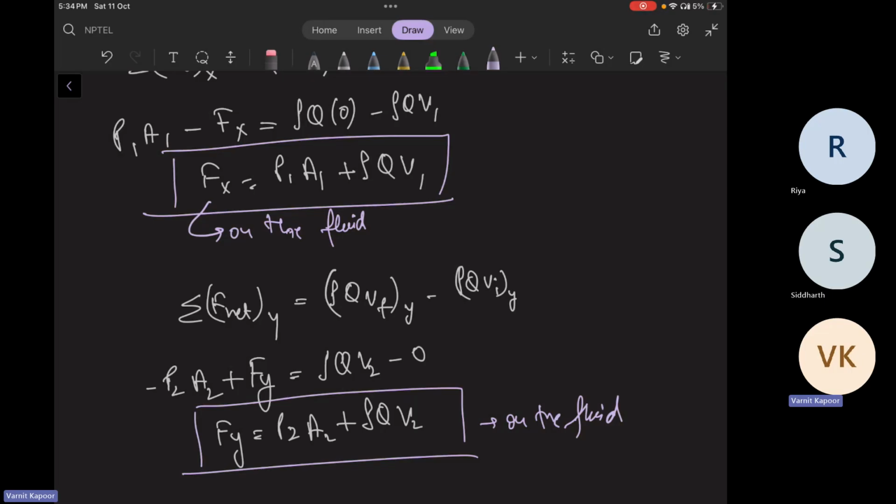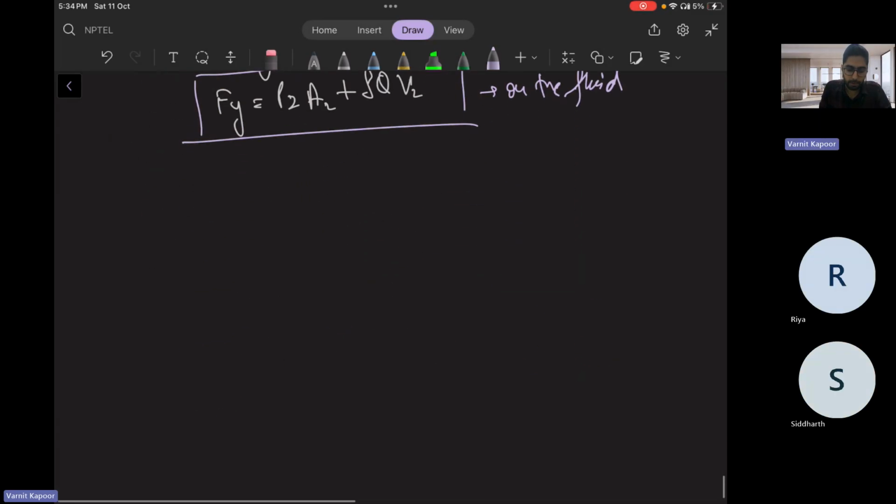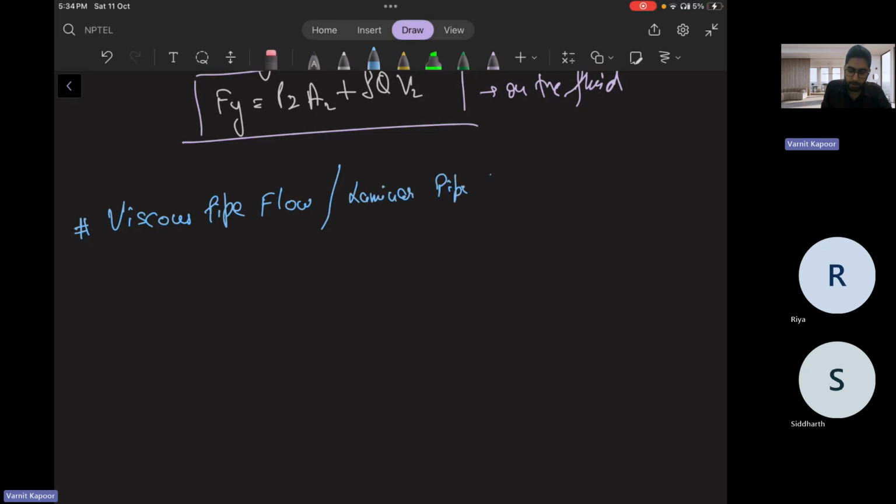Okay, let's come back to viscous pipe flow, or laminar pipe flow. So when the fluid is flowing in the form of laminae with negligible mixing, we say that it's a laminar flow.